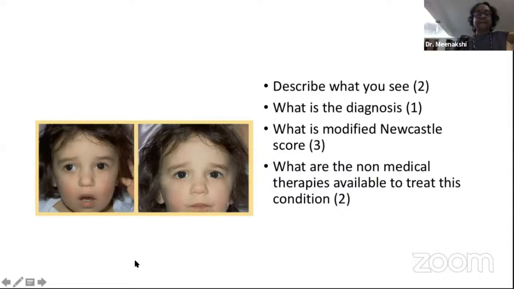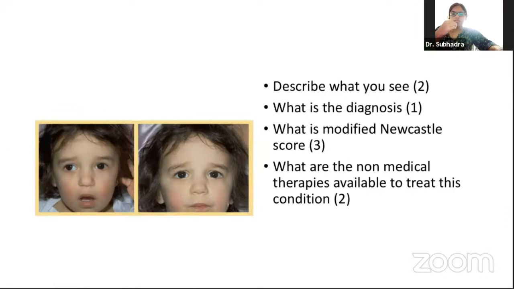Yeah, go ahead. Describe what you see. What is the diagnosis? Wait. I want you to read it like this. Describe what you see for 2 marks. What is the diagnosis? 1 mark. What is the modified Newcastle score? 3 marks. I want you to read like that. Describe what you see for 2 marks. What is the diagnosis? 1 mark. What is the modified Newcastle score? 3 marks. What are the non-medical therapies available to treat this condition? 2 marks. Lovely. Okay.